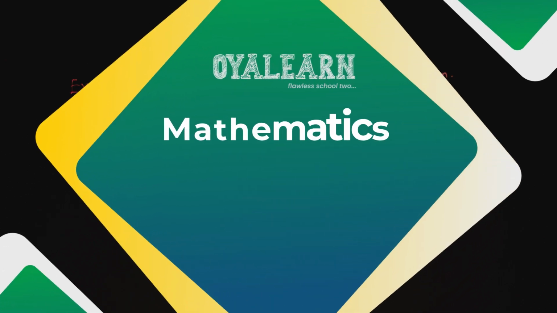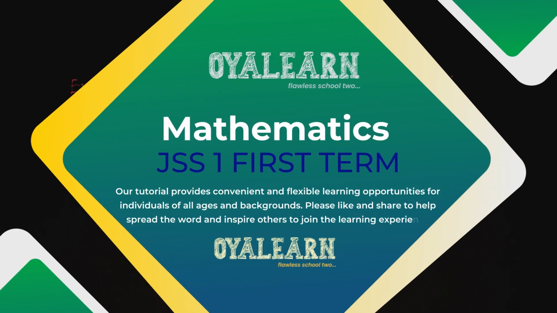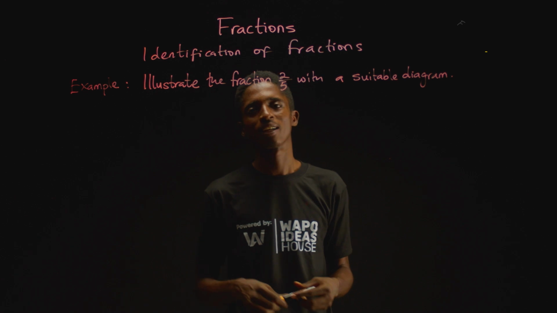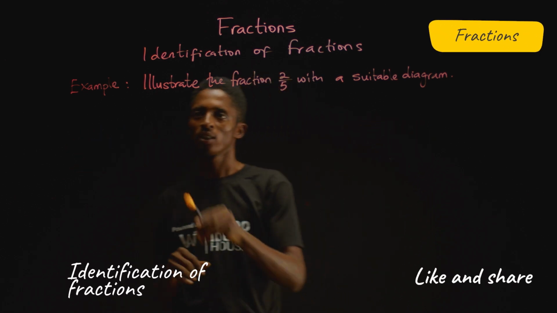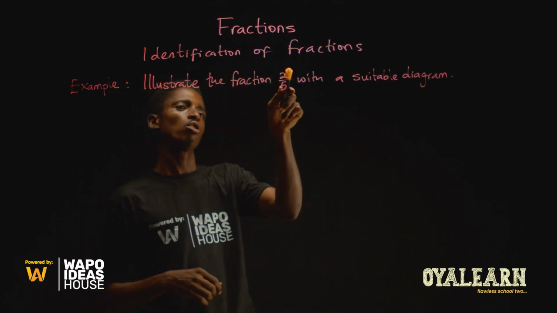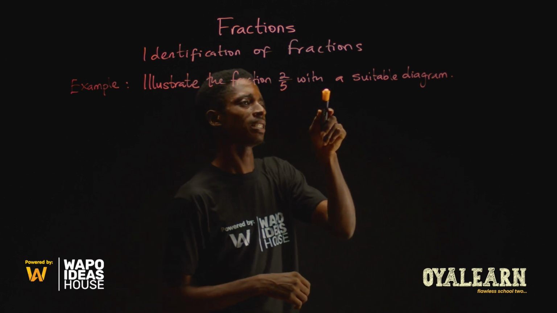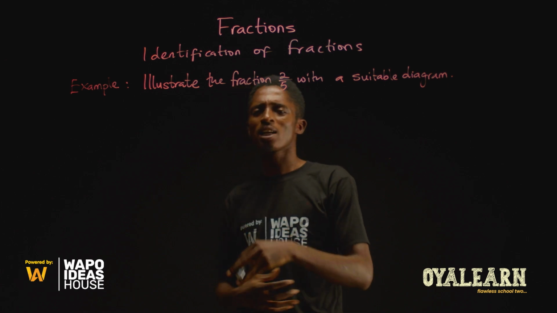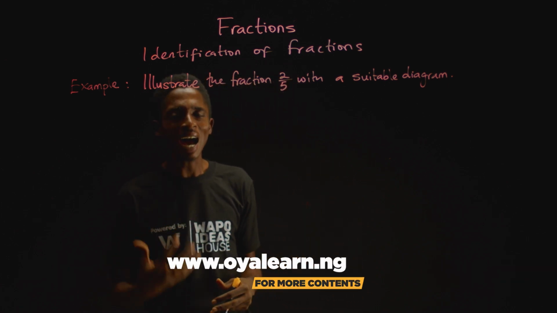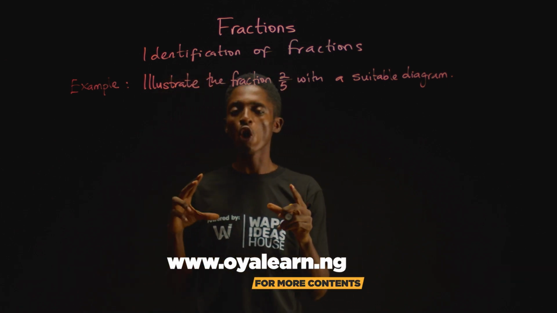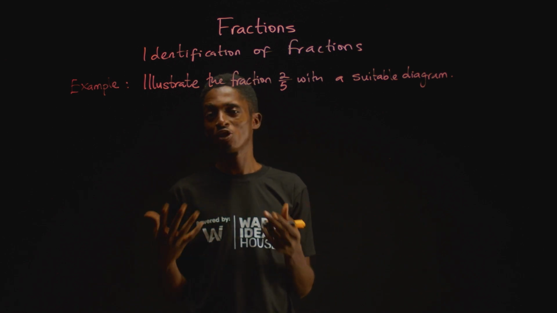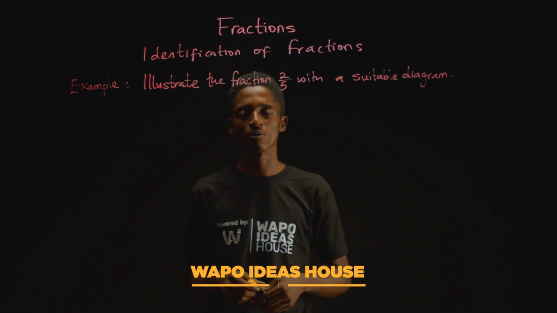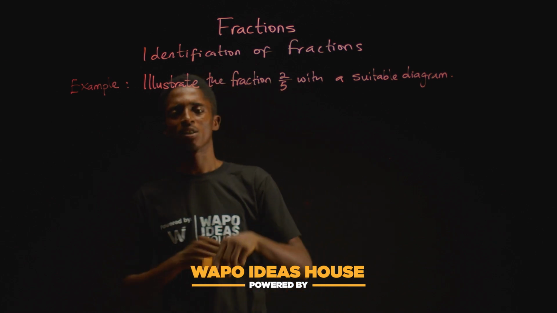Now, what if you're asked to illustrate a fraction with a suitable diagram, like in this question? Illustrate the fraction 2 over 5 with a suitable diagram. This is the reverse process of trying to find out how many portions of a diagram are shaded and then converting that into a fraction. So let's do the reverse of that now.